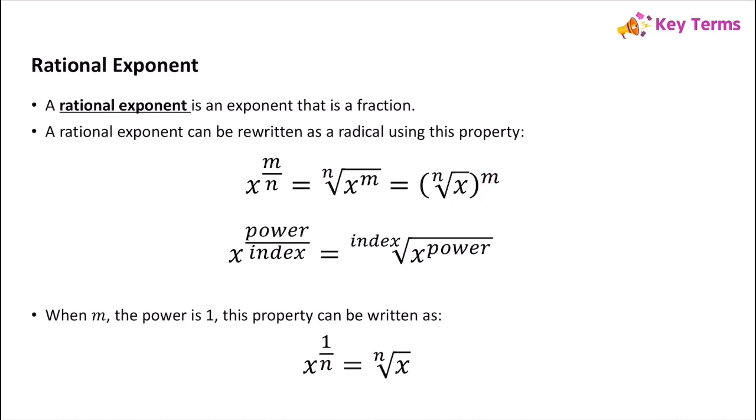So that basically is telling us that the numerator of this fraction tells us the power, and the denominator of this fraction tells us the index. When m is 1, this property can be rewritten as x to the 1 over n equals the nth root of x. And you'll see this used a lot. For example, if you have x to the 1/2, you're going to realize that that's just the same thing as the square root of x.